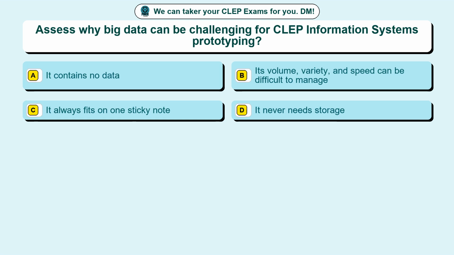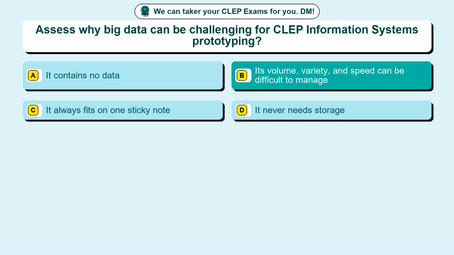Question 86. Assess why big data can be challenging for CLEP Information Systems prototyping. Option A. It contains no data. Option B. Its volume, variety, and speed can be difficult to manage. Option C. It always fits on one sticky note. Option D. It never needs storage. The correct answer is option B. Its volume, variety, and speed can be difficult to manage.